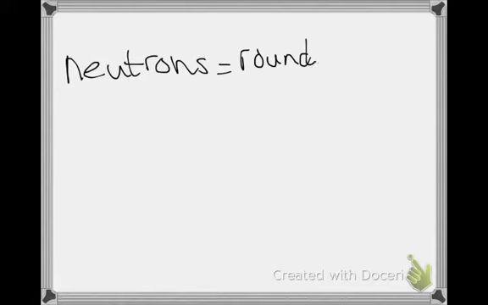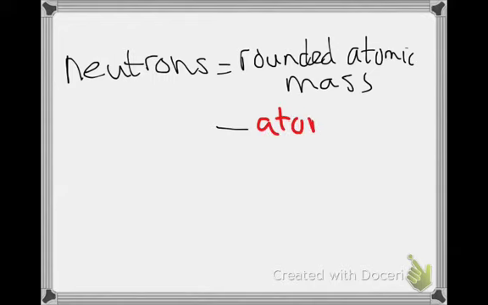Thank you. Neutrons equals rounded atomic mass minus atomic number. And so we're going to ask you to do the following problems in the packet to answer that question.